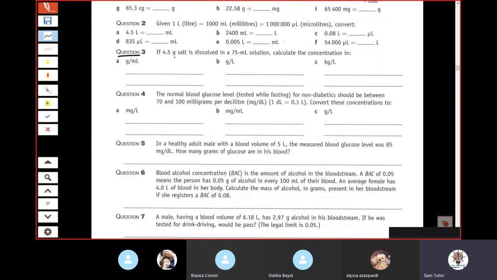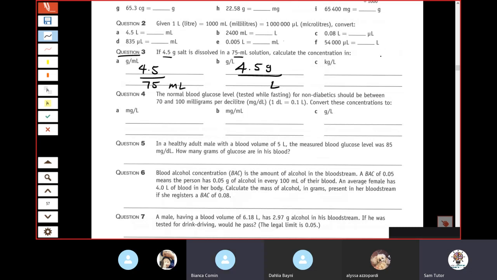If 4.5 grams of salt is dissolved in 75 milliliters of solution, calculate the concentration in grams per mils. Well, that'll be very easy. You just do 4.5 grams over 75 mils. But what if you said grams per liter? Well, the way that would work is 4.5 grams. Now, you've got to ask yourself, how do I get from milliliters to liters?